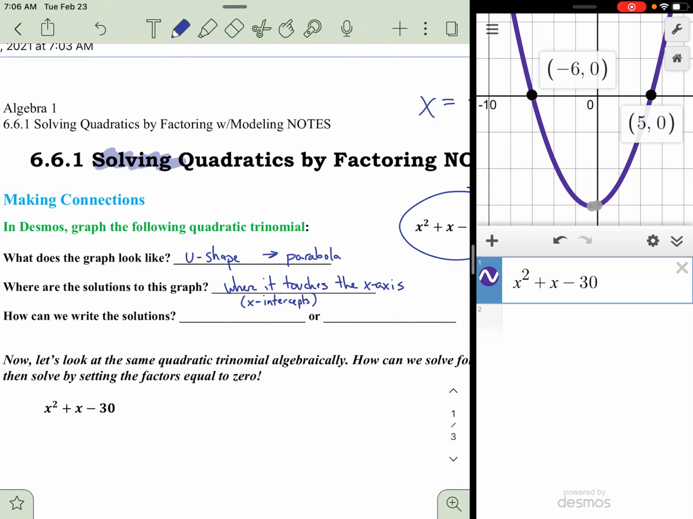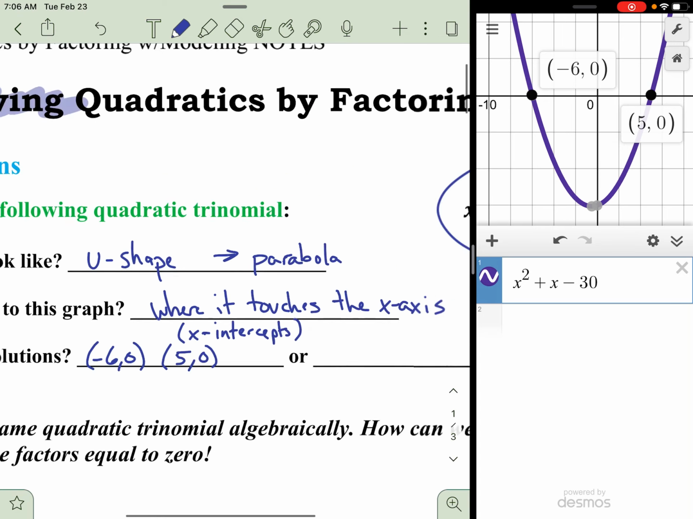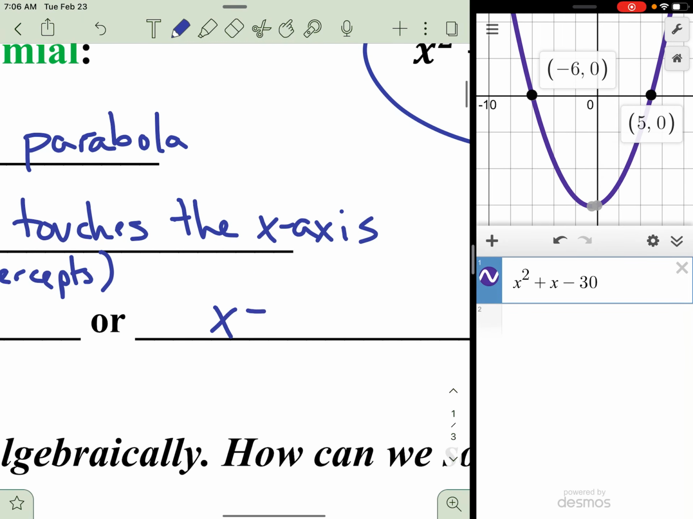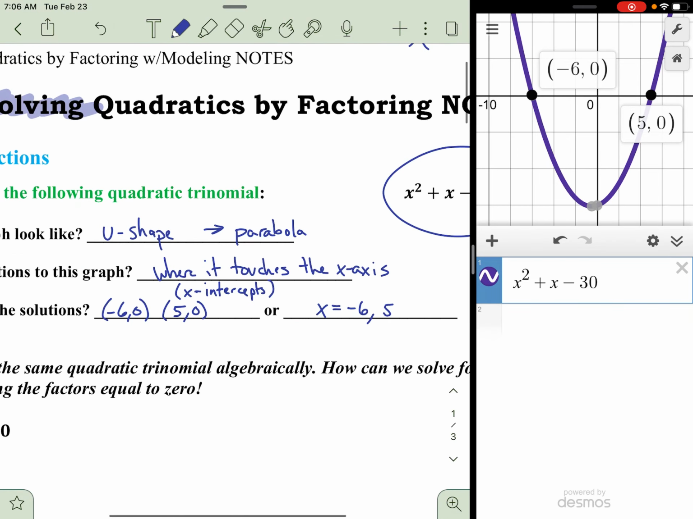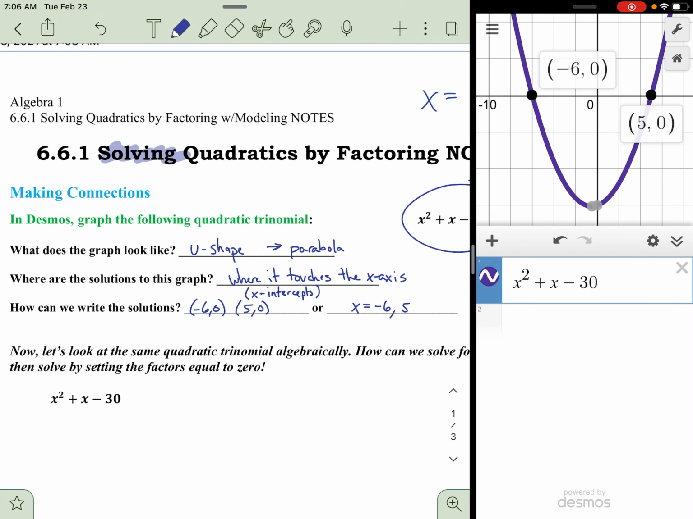Okay, and in this case, we have two different solutions. We have (-6, 0) and (5, 0). Okay, those are our solutions. You can write it that way, or you could write it like this, x equals -6 and 5. So you can write it as ordered pairs or just the solutions themselves. So that's the actual solution.